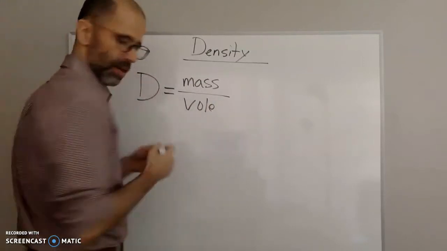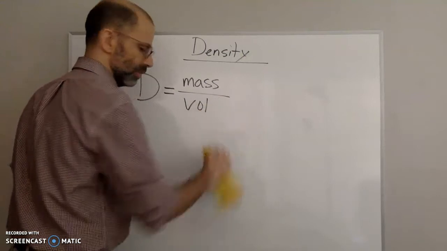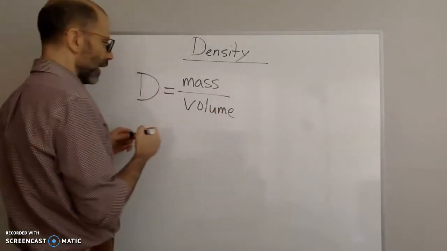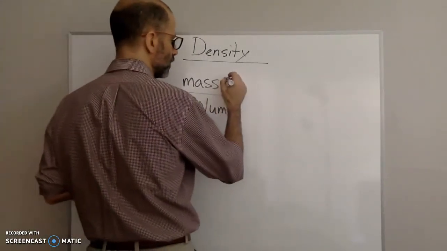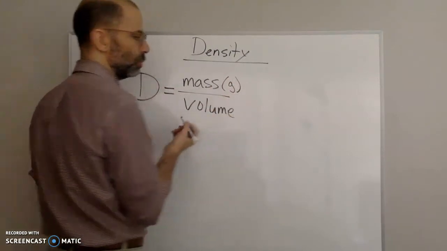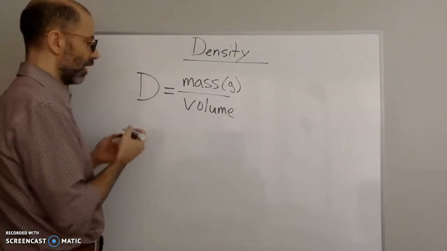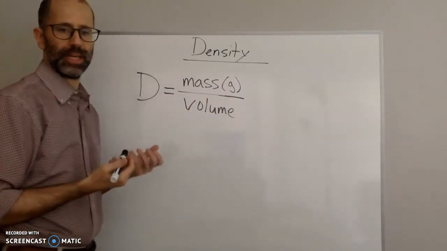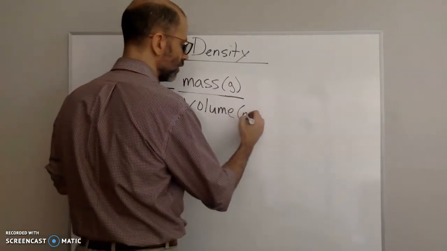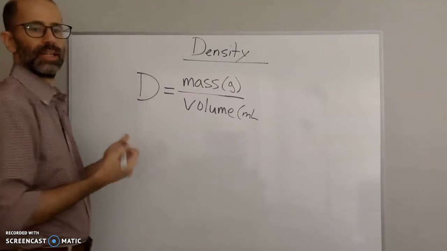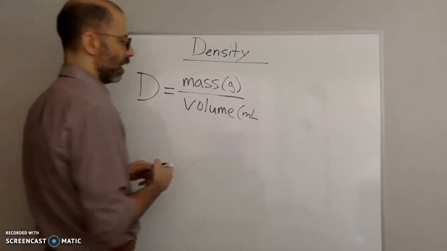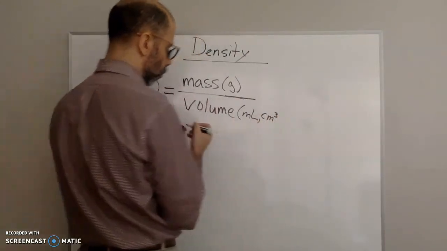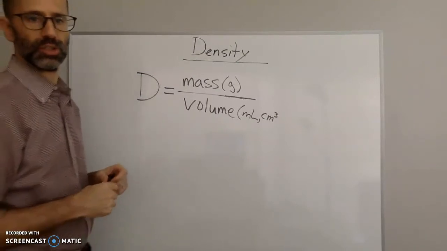Oops. I messed up in my spelling. So volume, and mass is normally done in grams. It could be kilograms as well. Volume is going to be either in milliliters or liters. It could be liters as well. Or it could be centimeters cubed or meters cubed. I've seen meters cubed as well.